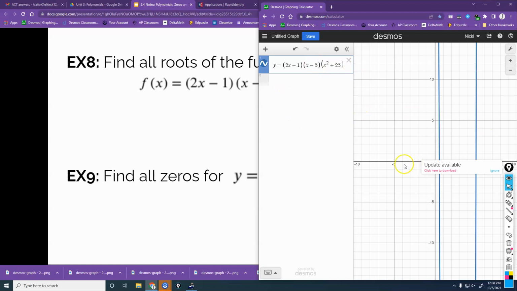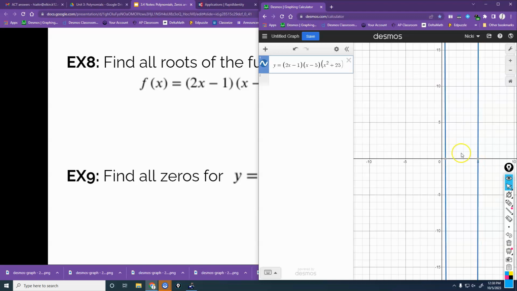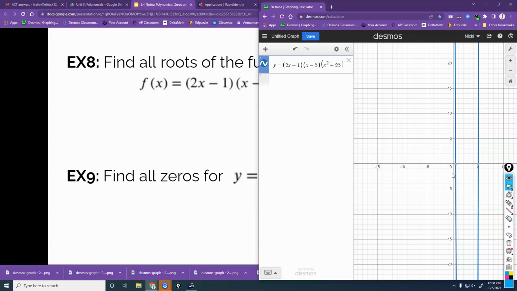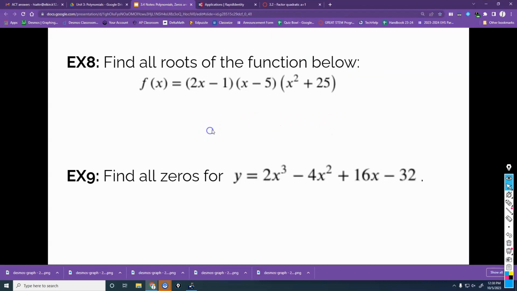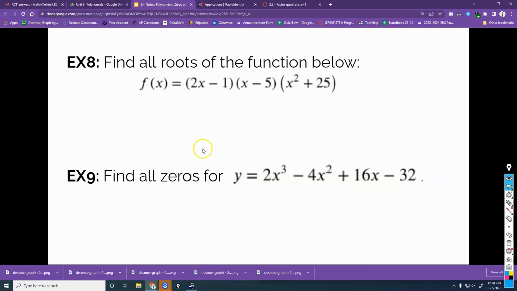There we go. Okay, so if I graph this, I have a 0 here at 0.5 and a 0 here at 5. I don't see any other zeros. I could zoom out. There are no other zeros. What does that tell me about the other two zeros? They're imaginary. I can't see them on the graph, so they are imaginary. So you are not going to be able to do those problems solely by the graph because you can't find the imaginary roots.